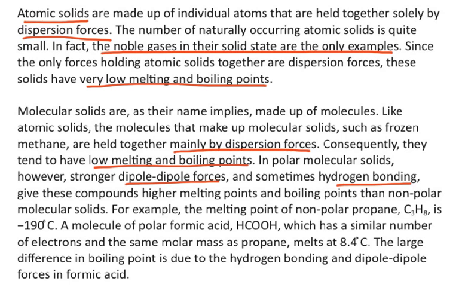Just to give you an example, propane, a nonpolar molecular solid, melts at negative 190 degrees Celsius. A similar sized solid, formic acid, this is a polar molecule. It has a melting point of 8.4 degrees Celsius. This is because formic acid has some dipole-dipole forces involved with it, where propane only has London forces.